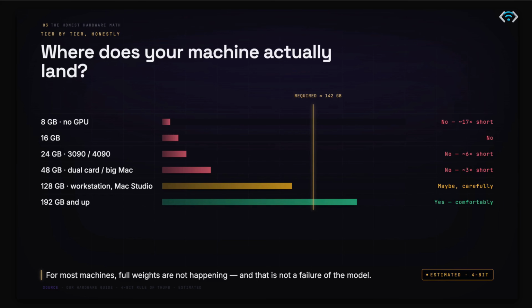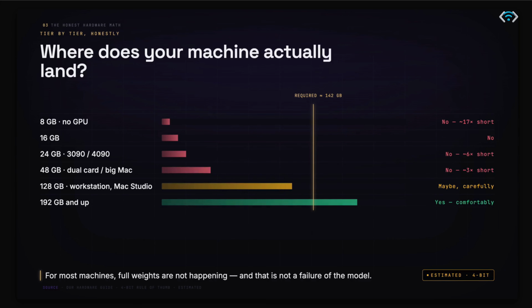16 gigabytes? No. 24 gigabytes, the enthusiast tier, a 3090 or 4090. Still no. This is the tier where a 32 billion parameter model is a comfortable daily driver. You're about 6 times short. 48 gigabytes, dual cards, or a high memory Mac, about 3 times short.